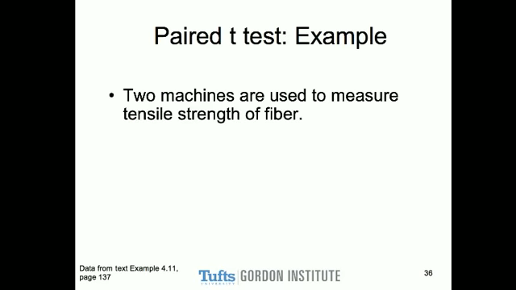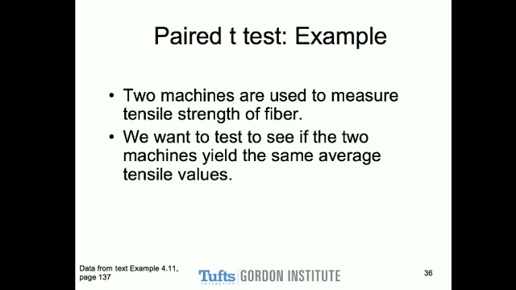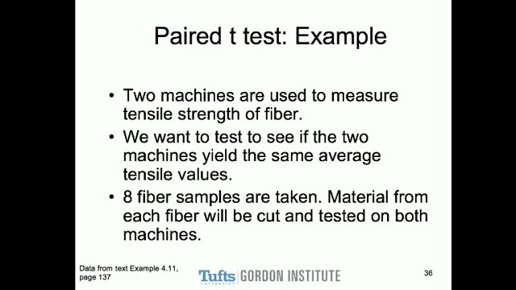All right, 2 machines are used to measure the tensile strength of a fiber. We want to test to see if the 2 machines yield the same average tensile values. All right, 8 fiber samples are taken. Material from each fiber will be cut and tested on both machines. All right, so just think of 8 fibers cut into 2. A is tested on machine A, B is tested on machine B.